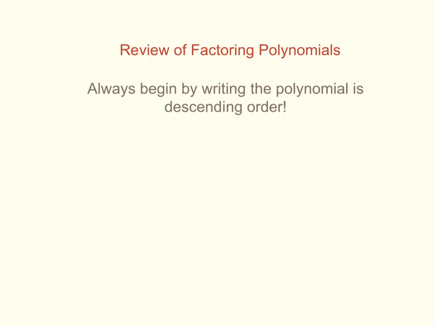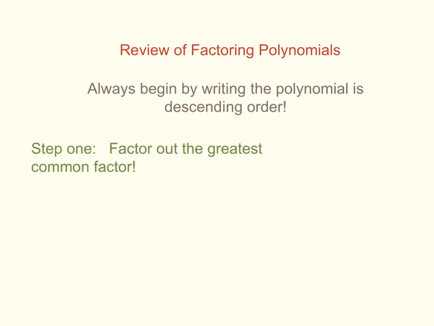All right, today we're going to look at the process of factoring polynomials, spend a little time reviewing what you learned in Algebra 2 Part 1, and the first warning as you do that, always begin by writing the polynomial in descending order, which again, remember, means the highest ordered term first down to the least, which is usually the constant. Step 1, factor out the greatest common factor.